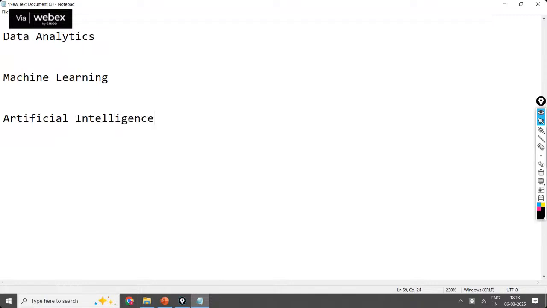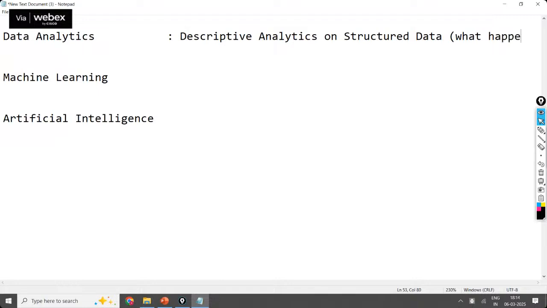Okay, total three: data analytics, machine learning, and artificial intelligence. Now, what is data analytics? It means just applying descriptive analytics. What is meant by descriptive analytics? I'll explain. Descriptive analytics on structured data means it will focus on what happened earlier. Majorly, it will focus on what happened.